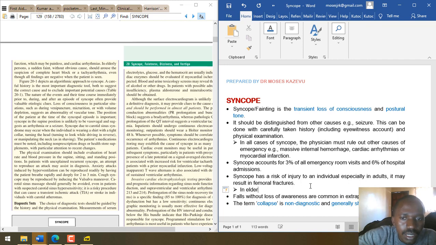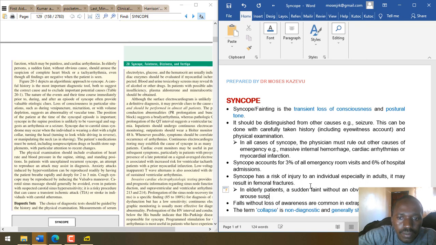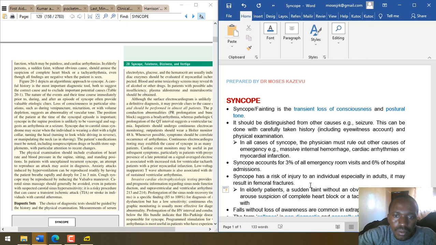That in elderly patients, a sudden faint without an obvious cause should arouse suspicion of complete heart block, or a tachyarrhythmia, even when findings are negative at the time of presentation.